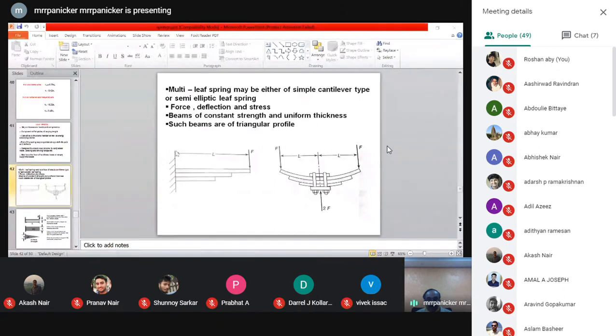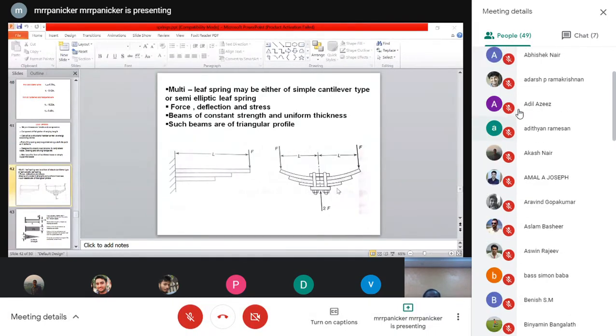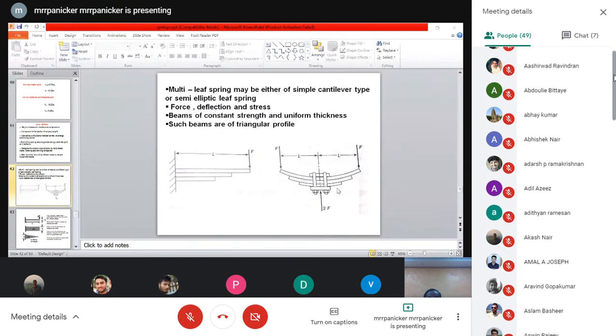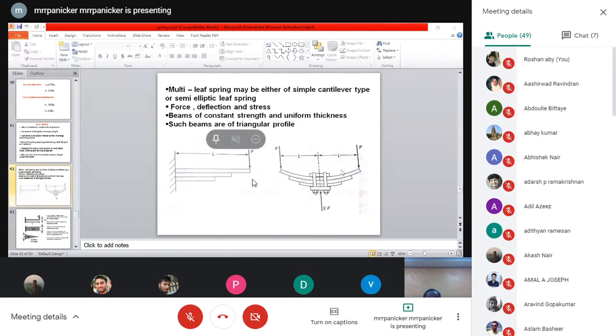So here you can see it is a cantilever beam. This is the simply supported beam. Or you can say that the simply supported beam is two cantilever beams. If you combine two cantilevers, you will get the simply supported beam. So for the analysis, either you can select the cantilever type or the simply supported beam, but generally we are considering the elliptic, that is the simply supported beam.